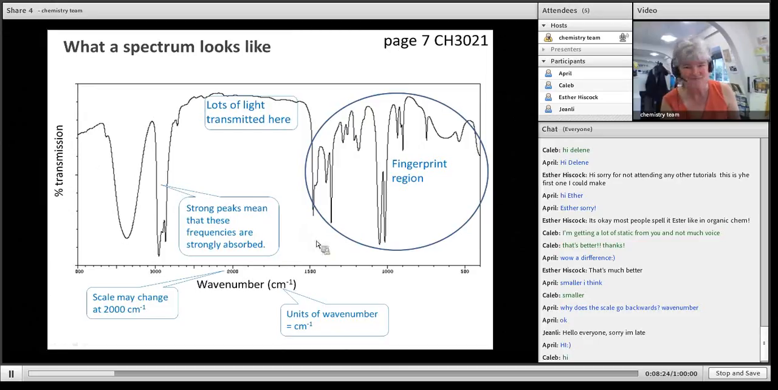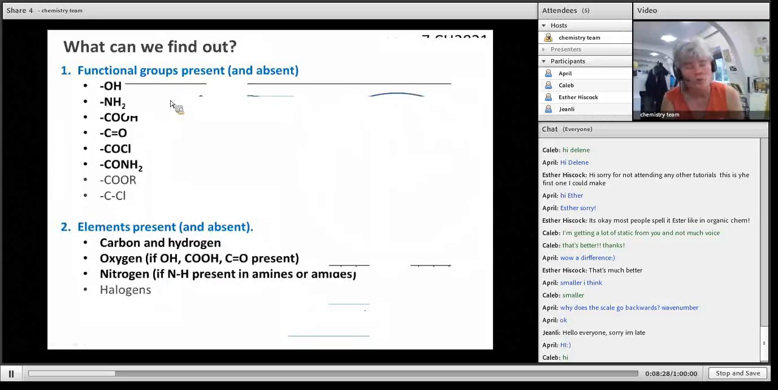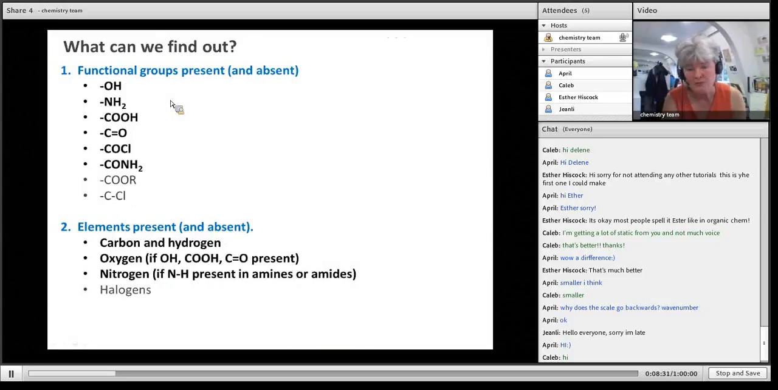Hi, Johnny. Okay, right. So what does the IR tell you? It really tells you the functional groups. It's really good for this. And if you know the functional groups, it can tell you what elements are present or absent as well. So these are the ones that are very easy to spot with an infrared.